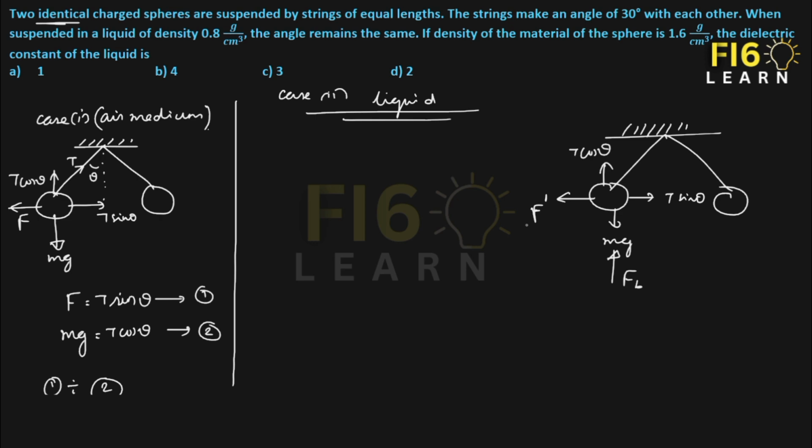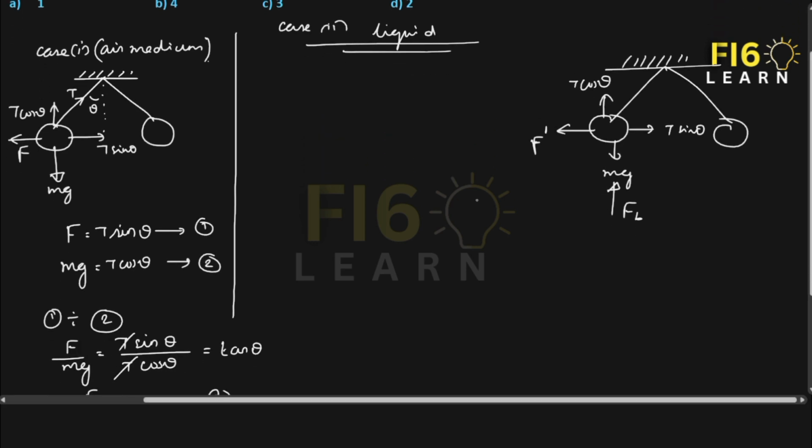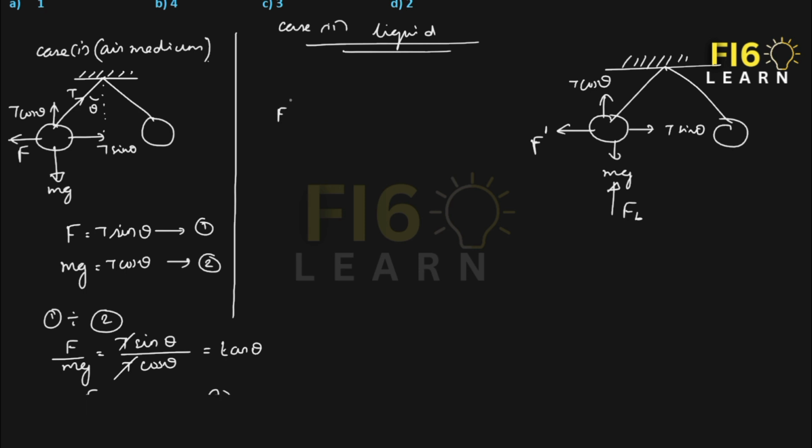Now you can frame the equation for the second case. Equate the horizontal forces. You will get F dash is equal to T sin theta. Let's take this as equation number 4. Equate the upward force. The upward forces are T cos theta, and the buoyant force, which is also acting in upward direction.